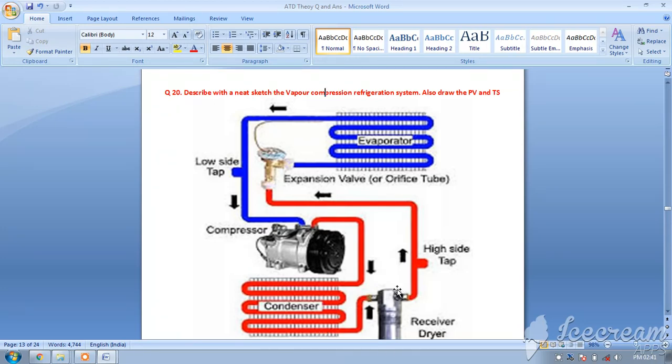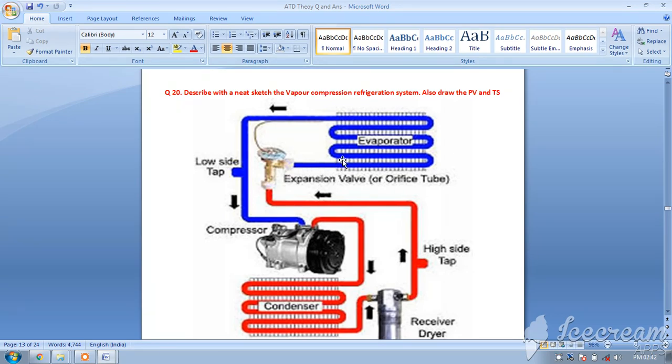And then from there it goes to the expansion valve where its pressure is reduced and it comes back to the circuit. So there are 4 components. One is the evaporator, second is the compressor, third is the condenser, and fourth is the expansion valve. So these 4 mandatory components constitute the vapor compression refrigeration system.